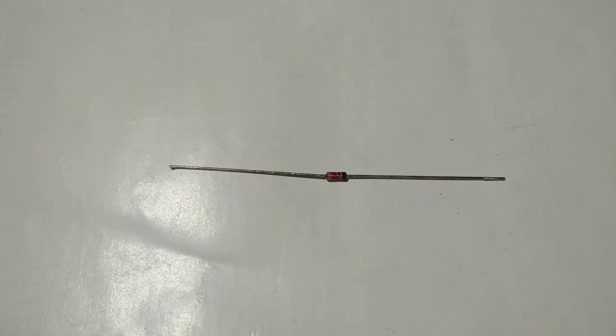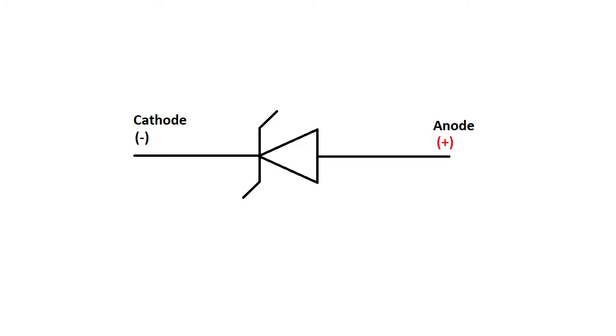There are many types of diode out there and one of them is the zener diode. The black strip denotes the negative side of the diode. So here is the symbol of a zener diode.